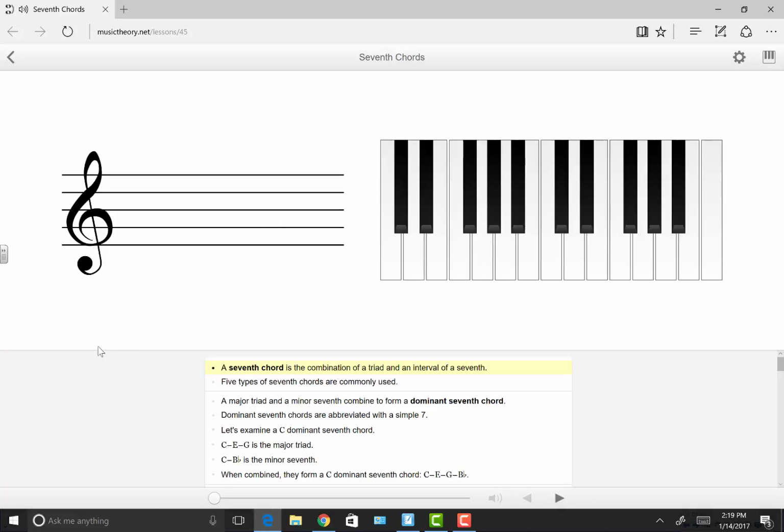A seventh chord is the combination of a triad and an interval of a seventh, which we already know. We also know that there are five types of seventh chords that are commonly used. Previously, we have studied the major seventh, the minor seventh, the half diminished seventh, and the fully diminished seventh. And now we have the dominant seventh chord. The dominant seventh chord is a major triad and a minor seventh that combine to form the dominant seventh chord. Dominant seventh chords are abbreviated with a simple seven, but sometimes you may see capital M, lowercase m, seven.